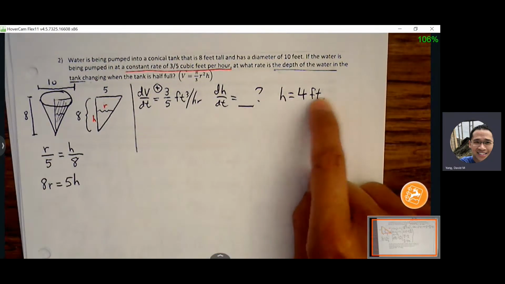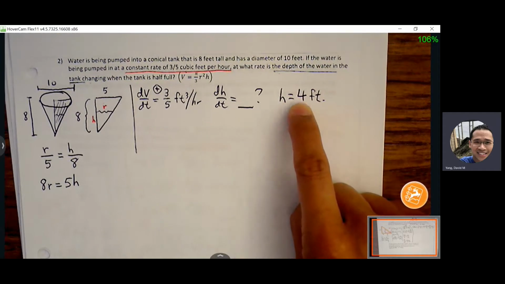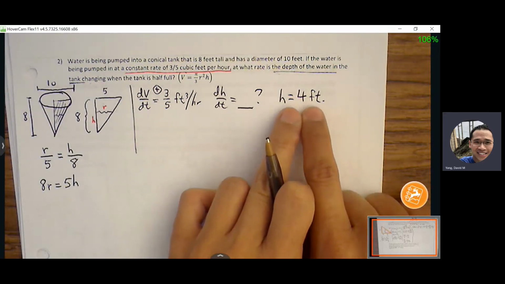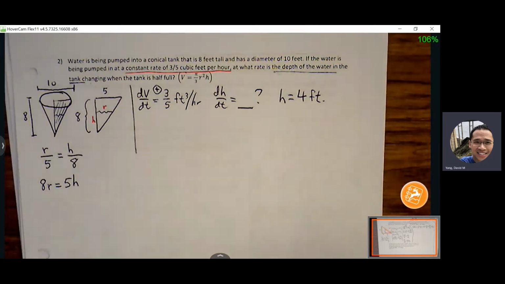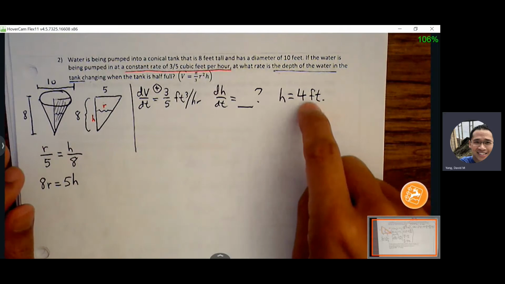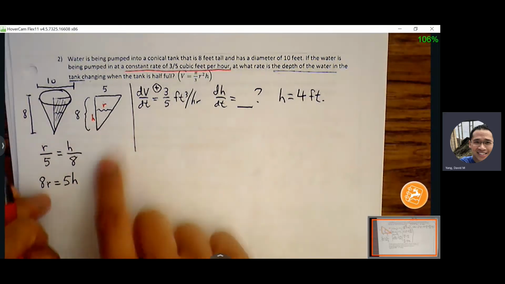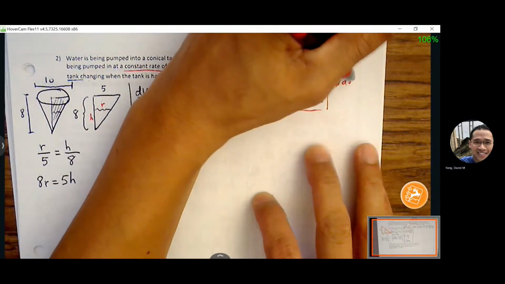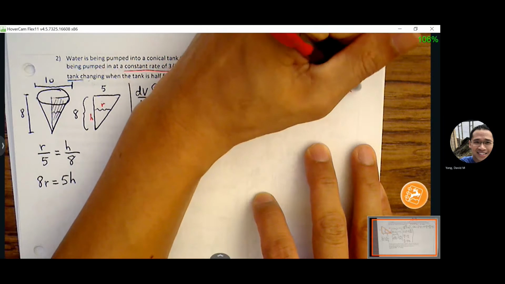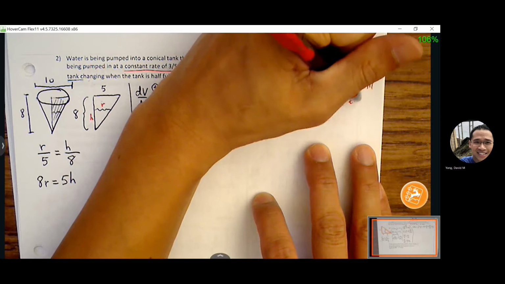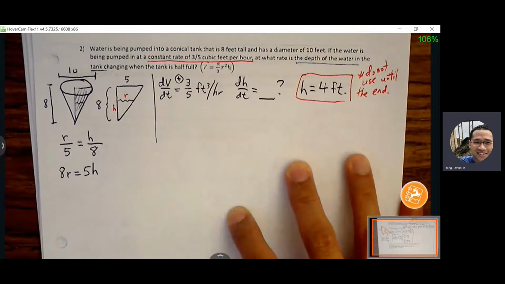Okay, careful. This is the part that throws a lot of students off. They want to use this in the beginning, but this is for the end, right? The height of the water is not going to be used in the beginning. So that's the biggest mistake that I see with this problem, is working that value in too soon. So you really have to just remind yourself, do not use until the end. Okay, number one mistake.